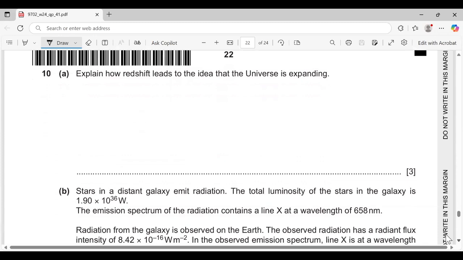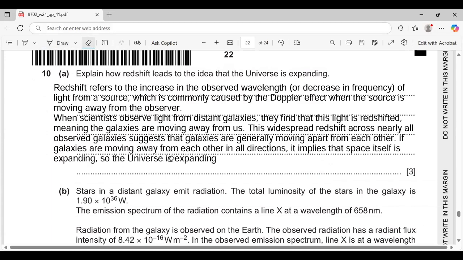Next question, number 10. Explain how redshift leads to the idea that the universe is expanding. I have provided my explanations about this question.